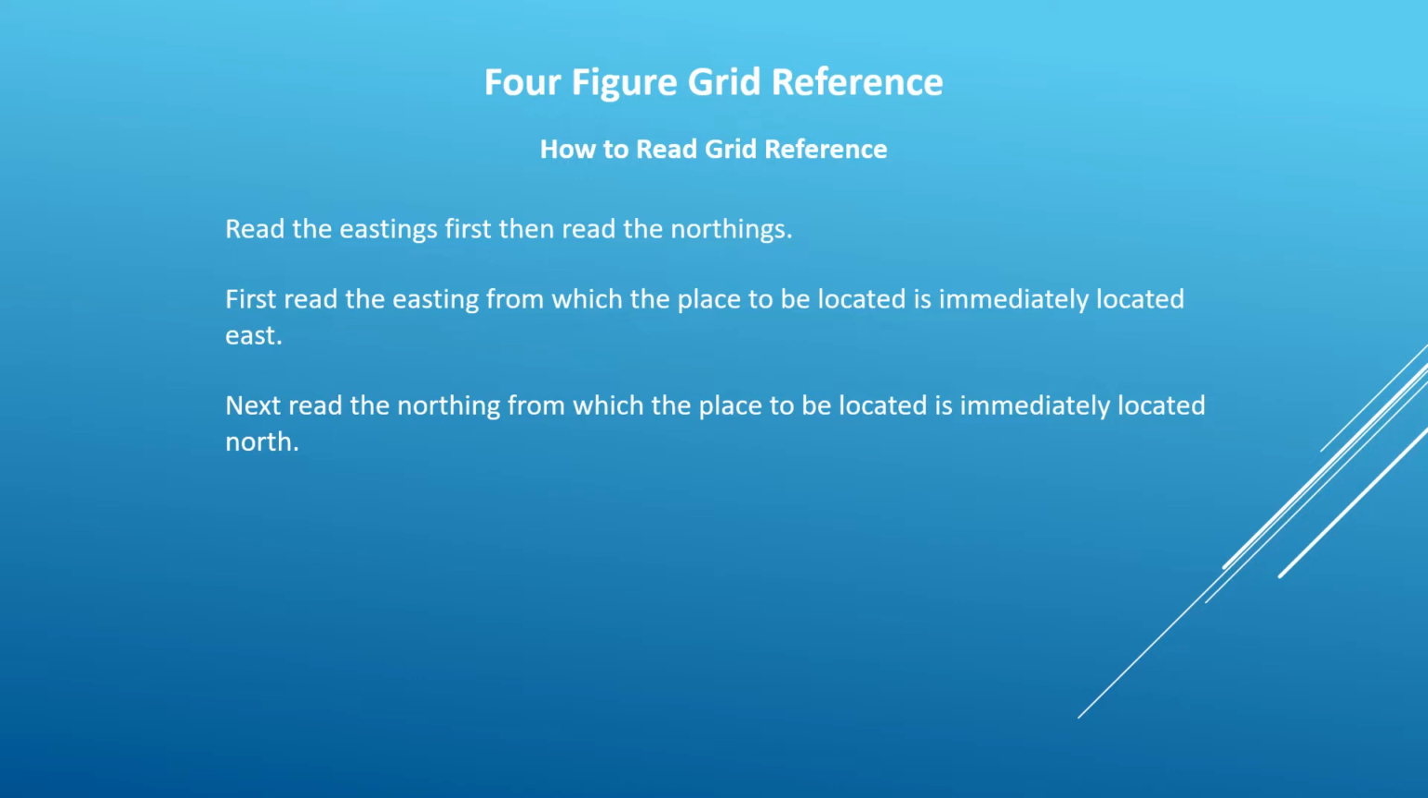So the first thing is to read the eastings and then you read the northings. Whenever you're doing grid referencing, especially four-figure grid referencing, you must first read the eastings and then you read the northings. It is best that you read the easting that the place for which you're looking is located directly east of, and the northing that the place is located directly north of.